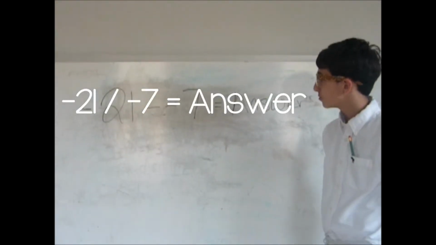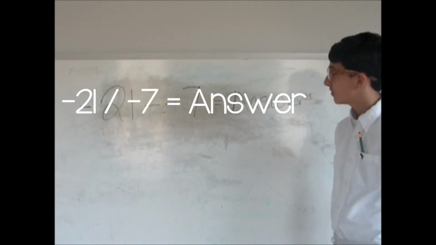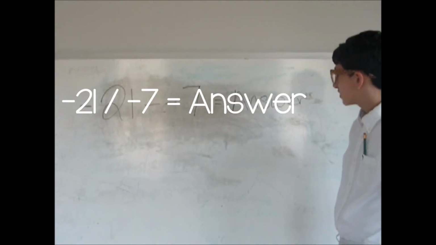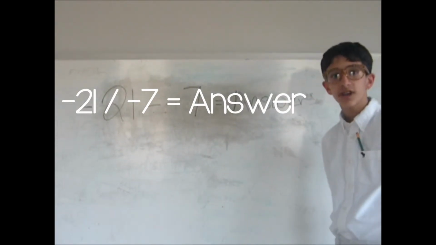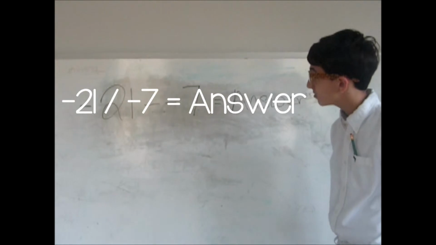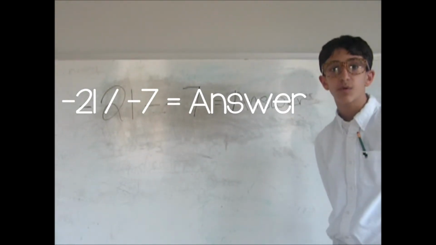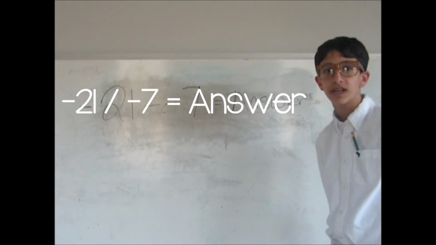But why, Mr. Nye? Well, it's simple, kids. So pretend you have a problem like negative 21 divided by negative 7 equals a specific answer. Well, you should ask yourself, what times negative 7 equals negative 21? That number would be 3.